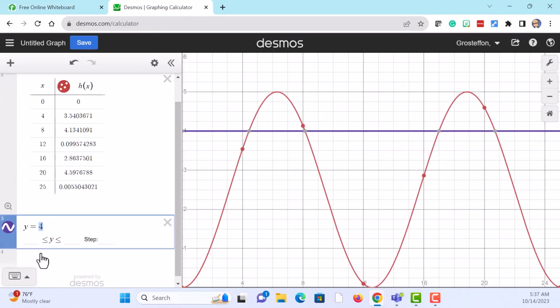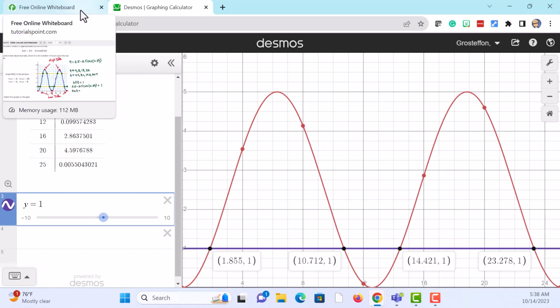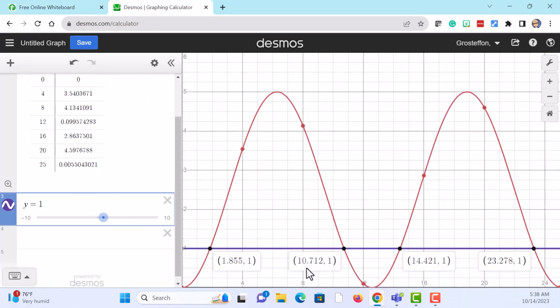our y equals 4 to y is equal to 1. Find our intersection points. The first one's at about 1.9, but if we round up to 1.9, then the tide will actually be more than 1 foot. So I'm going to go ahead and round down to ensure that the tide's not too high. So 1.8. Between the second two, we have 10.7 to 14.4. And then for the last one, t must be greater than 23.3.